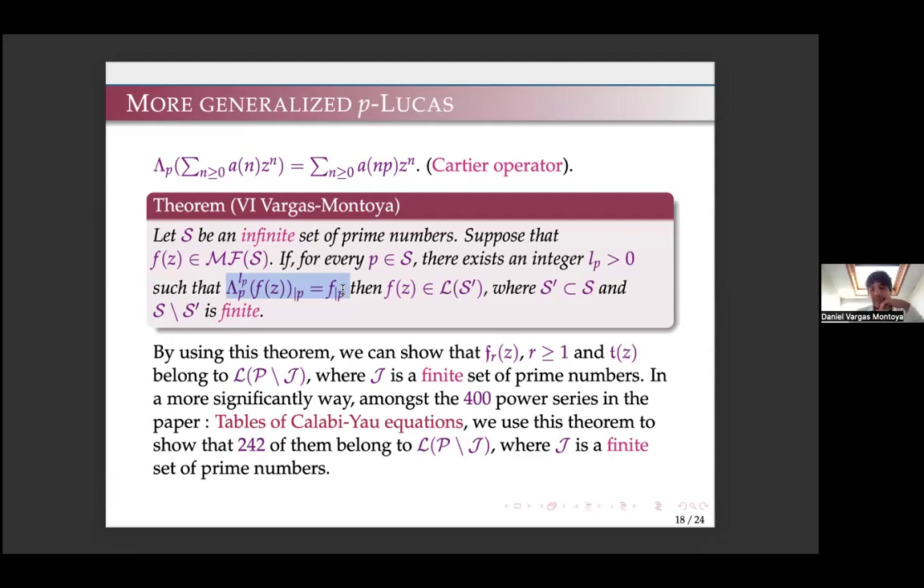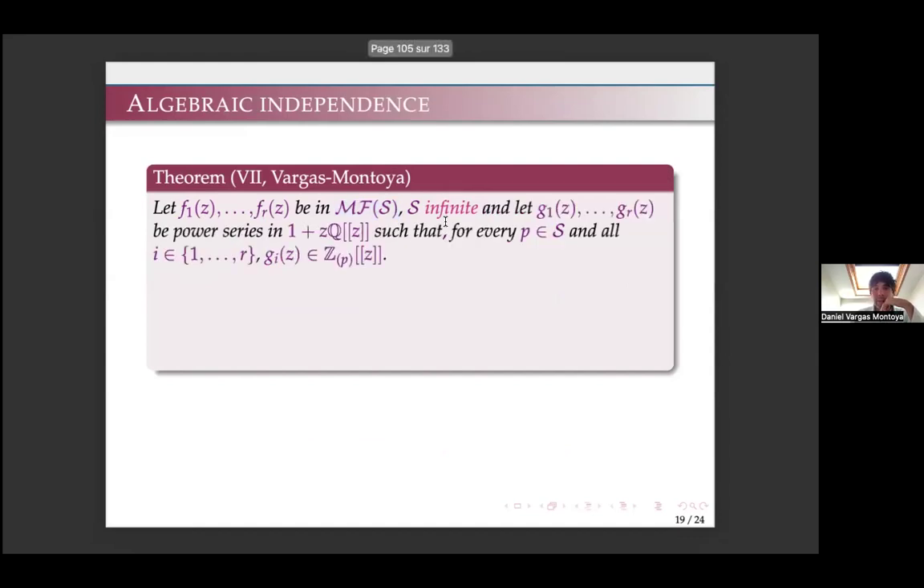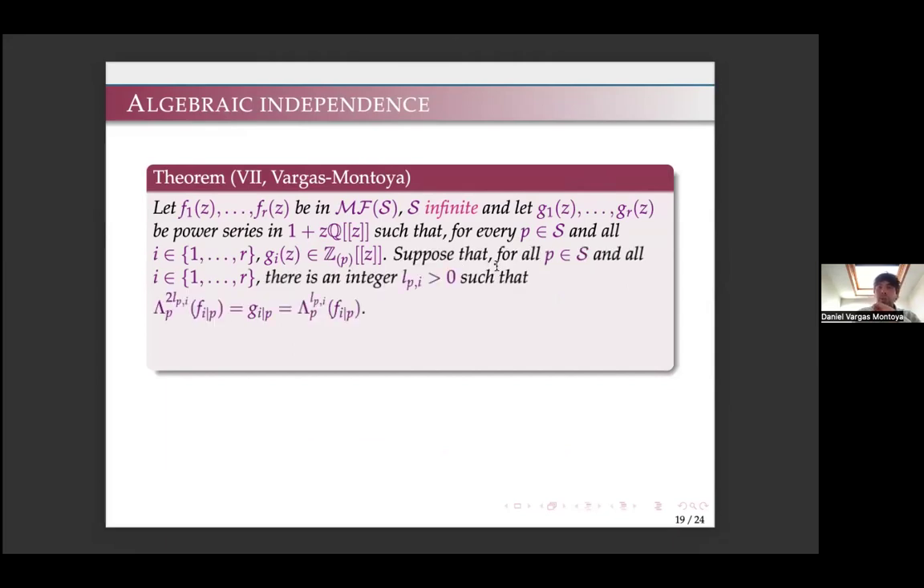Okay, and finally, here is a result of algebraic independence of the elements in MFS. So we take power series F1, ..., Fr in this set, S infinite. And we need some auxiliary power series, called GI in this theorem, which are power series in Q, so that for all P in S, we can reduce the power series GI. We suppose that for all P in S and all I between 1 and R, there is an integer bigger than 0, so that we have this equality.